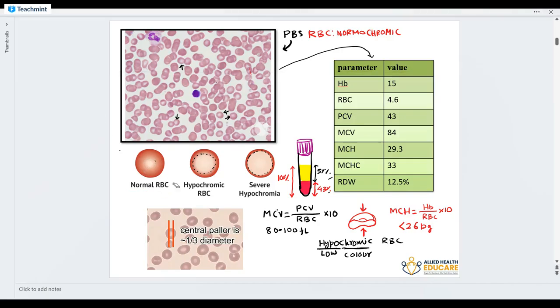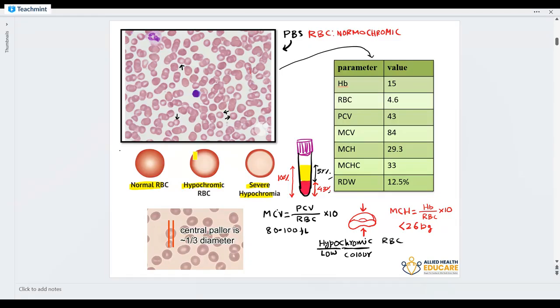In this picture, you can see I have drawn three RBCs. The first one is termed as normal RBC. The second one is hypochromic RBC, and the third one is severe hypochromic RBC. What is normal RBC? Normal RBC means this RBC has sufficient content of hemoglobin. That is normal RBC.